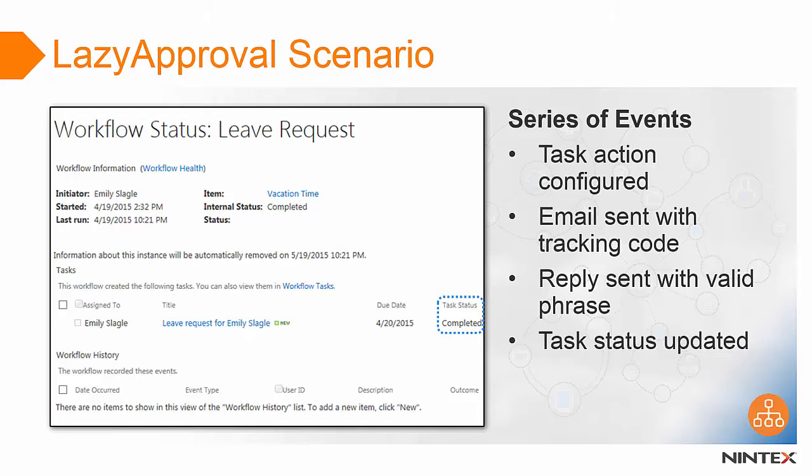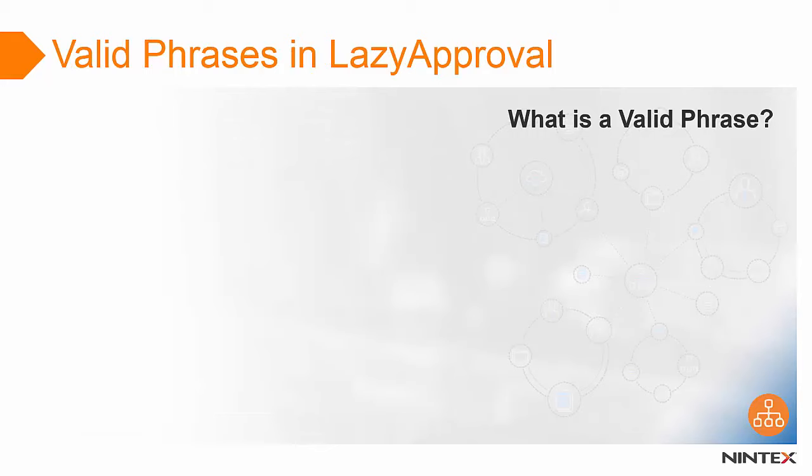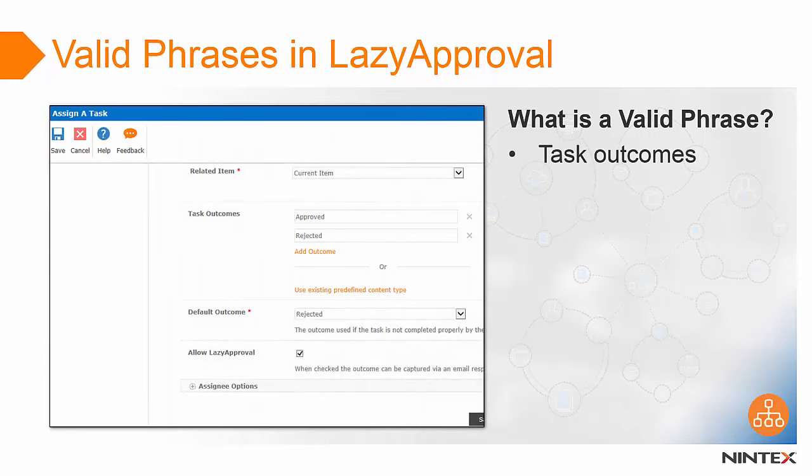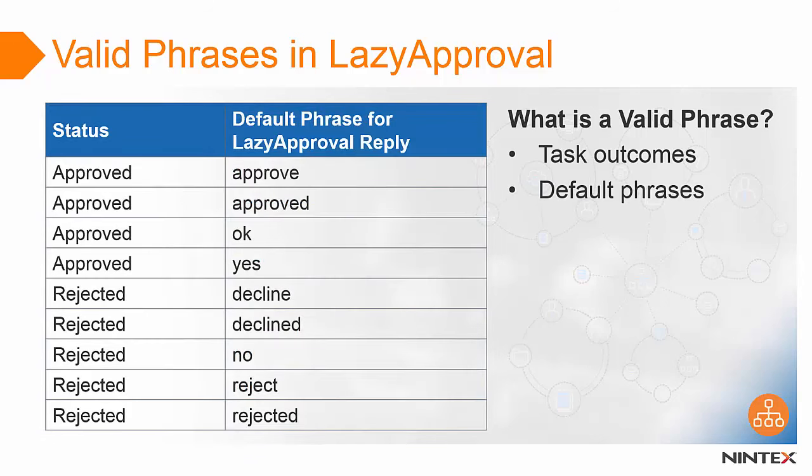Now let's talk a little more about the phrases you can use with LazyApproval. As we just saw, with LazyApproval, reviewers can approve or reject items by sending email replies that contain a valid phrase. Valid phrases will include the task outcomes you've defined in your task action, such as approved or rejected as shown here. Valid phrases also include a set of default phrases such as OK or Yes. This chart shows a list of the default phrases that are valid in LazyApproval email replies and the corresponding status. Phrases are not case sensitive, meaning if the defined outcome is approved, the user can use the phrase approved with either an upper or lowercase a.